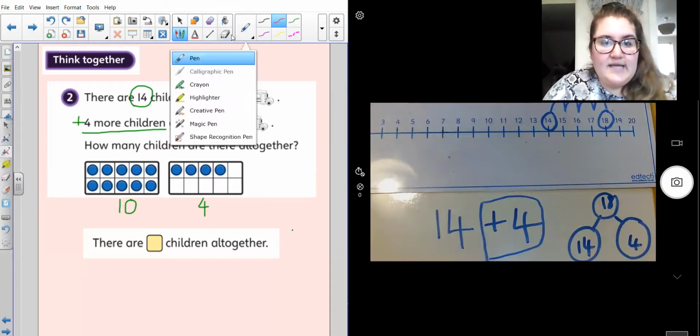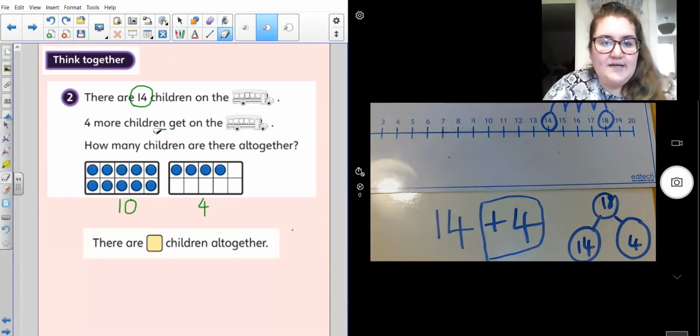Now then, using a different coloured pen, I'm going to use a red one. I'm going to include this bit of information, that 4 more children get on the bus. And I'm going to draw 1, 2, 3, 4. So I've added my 4 more.